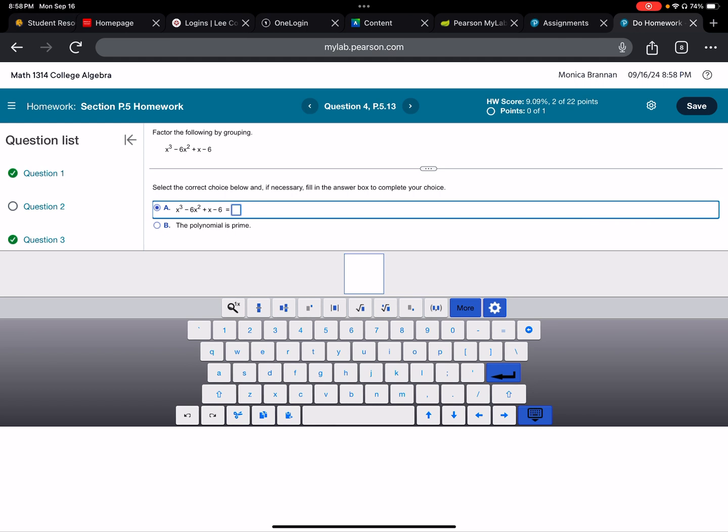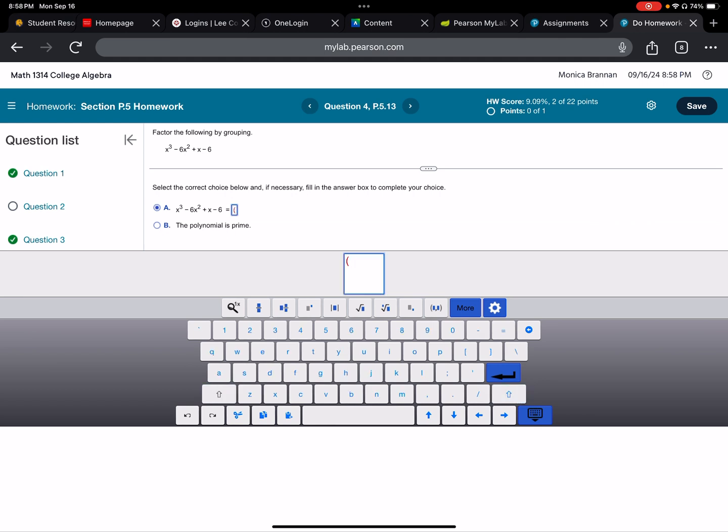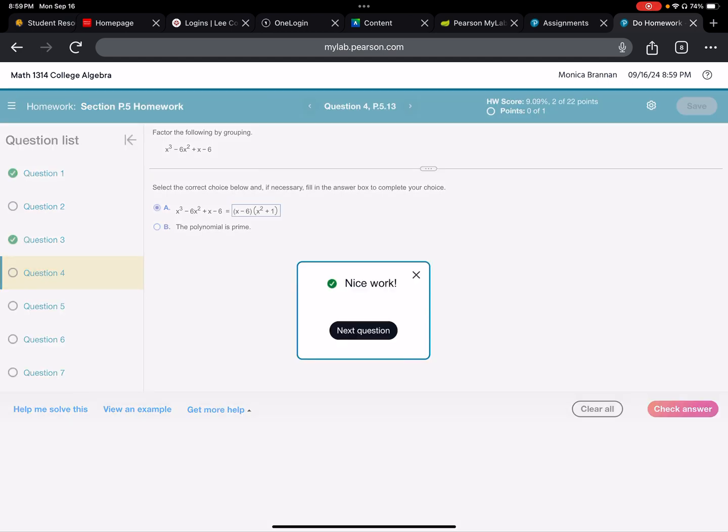And we said that was going to be, let's see if I can remember, x minus 6 times, we said x squared, yes, plus 1. If I can remember too, that square on there, x squared plus 1. And let's see what we've got there. Yep, and it likes that.